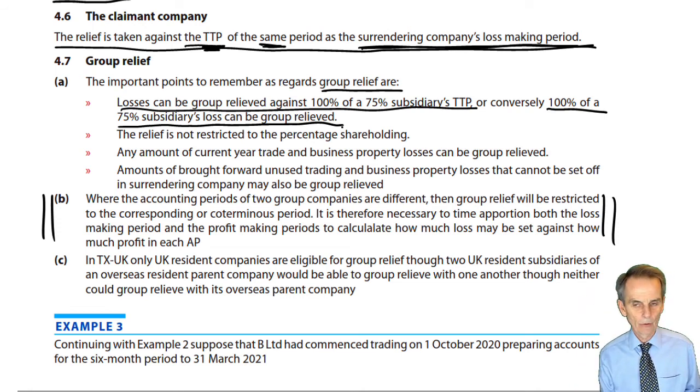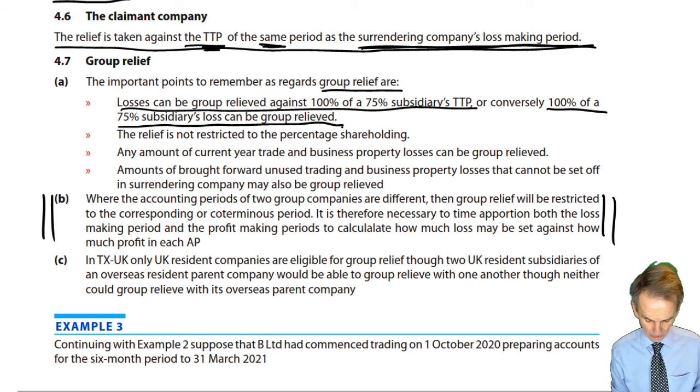And it means, therefore, that if the subsidiary made a loss and the parent company made a profit, even though that percentage interest is only 75%, all of that loss made by the subsidiary company is available for group relief to the parent company. And the other way around, if the parent company made a loss and the subsidiary made a profit, as long as that percentage shareholding permits group relief to apply, then 75%, 80, 90, whatever, share ownership gives access to 100% of those losses.